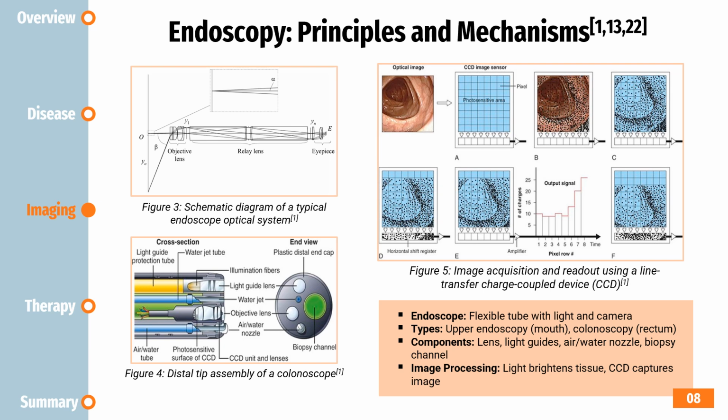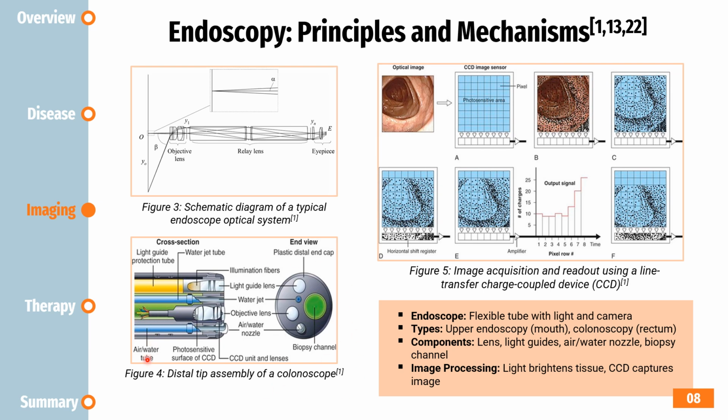An endoscope is a long flexible tube with a light and camera, which can either be inserted through the mouth or through the rectum. Mouth insertion allows for viewing the upper part of the digestive system, also known as upper endoscopy. On the other hand, rectum insertion allows viewing the lower part of the digestive system, also known as colonoscopy.